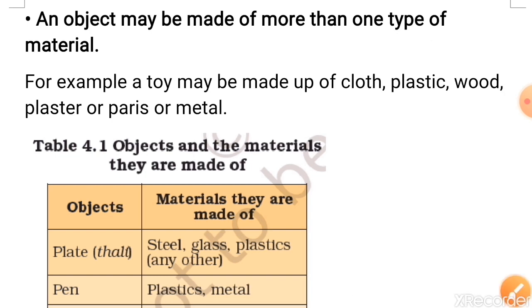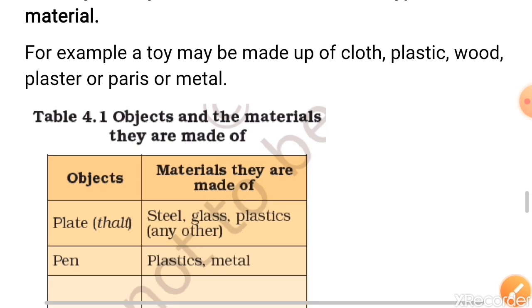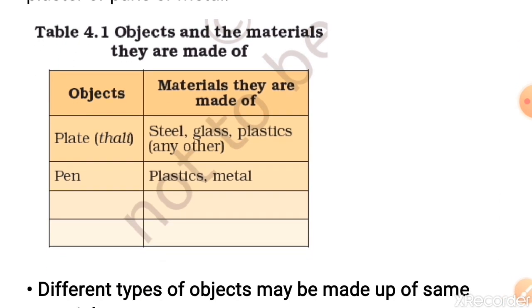Now we will fill this table, which consists of objects and the material they are made of. This table has two columns. In the first column, we have to mention the name of objects. In second, we have to mention materials they are made of. First, plate. A plate can be made of steel, glass, plastic, clay, paper. Now next one, pen. The material used to prepare a pen can be plastic or metal.